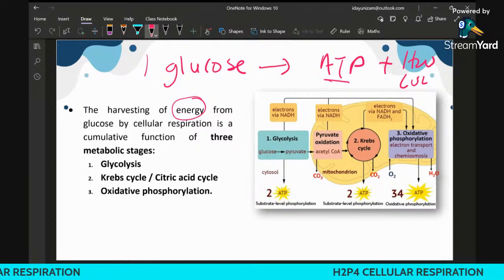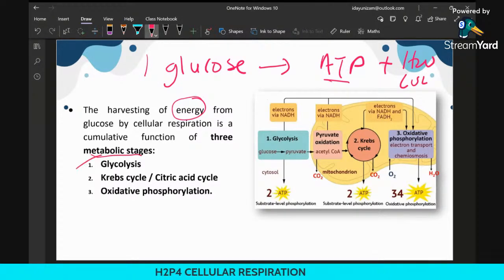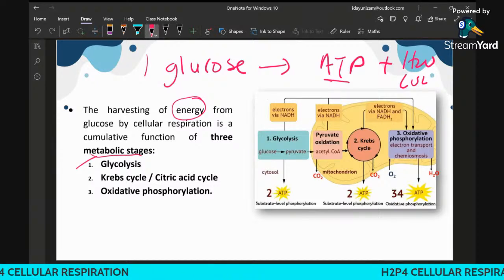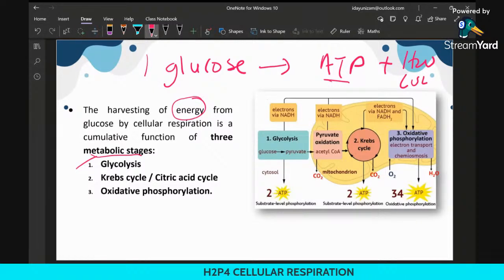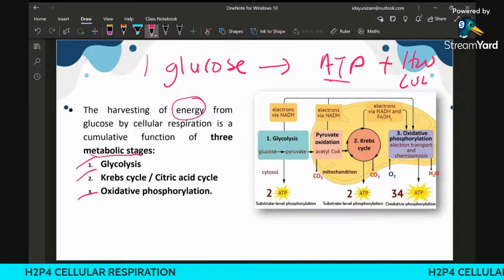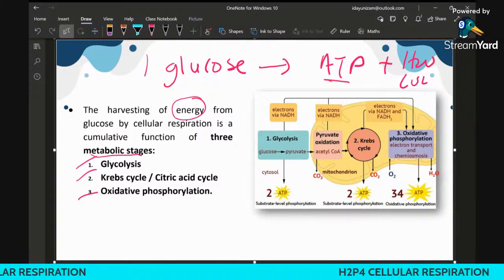There are 3 metabolic stages that you are going to learn. This afternoon, teacher would like to cover glycolysis. Tomorrow, Wednesday, and then Thursday, we will try to finish the Krebs cycle and oxidative phosphorylation, and then we go through the tutorial exercises.